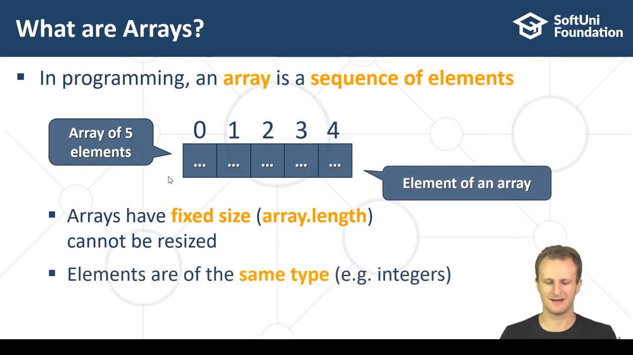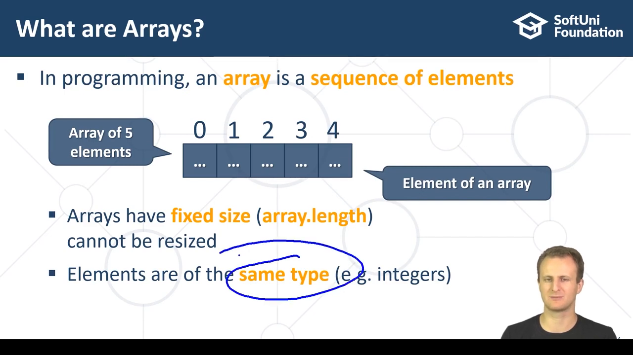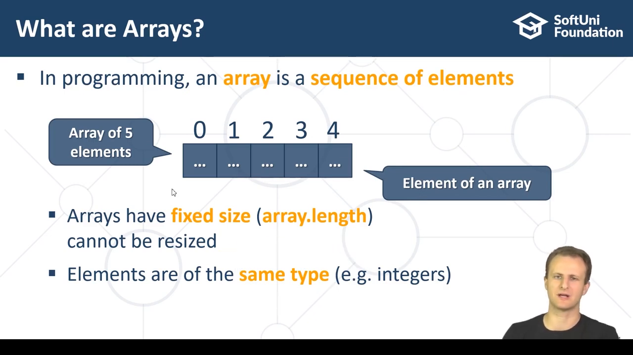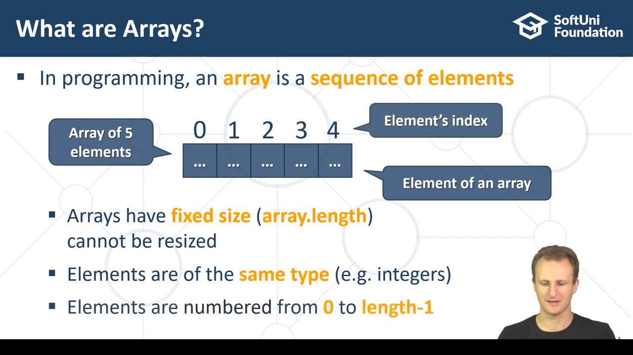Okay, elements in an array are always of the same type. For example, you can have an array of strings, an array of characters. A string, by the way, is an array of characters. You can have an array of doubles, you can have an array of integers, but they all need to be of the same type. This thing over here is what you call the element index, and the indexes start from 0 and end at length minus 1, the length of the array minus 1.